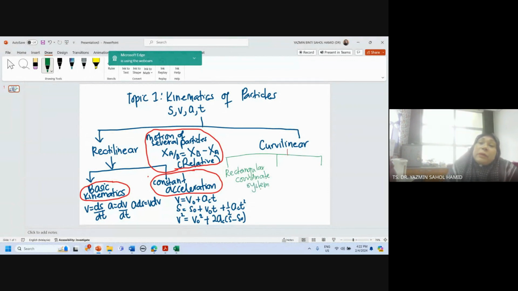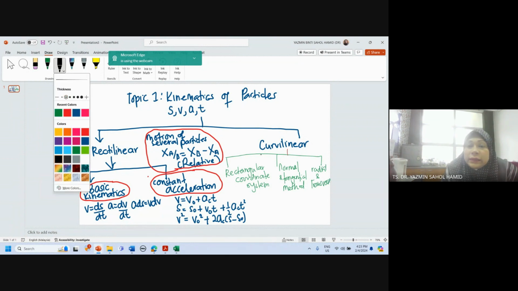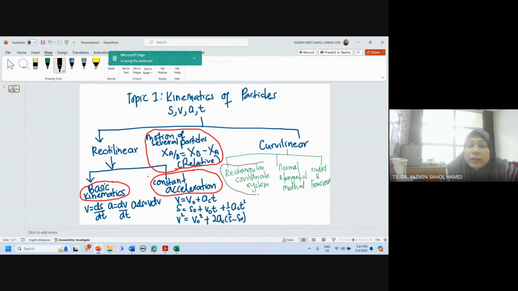There is another method that we will learn, but not today, maybe this Thursday or after Raya, which is called the normal and tangential method. And lastly, another method that we will also learn is called radial and transverse. So these are the three important methods that you will be learning in the topic of curvilinear motion.